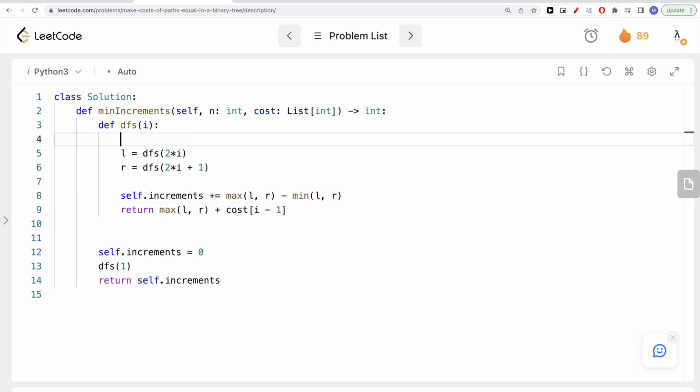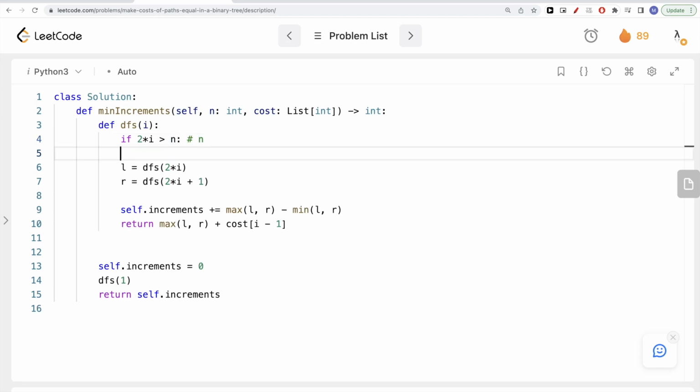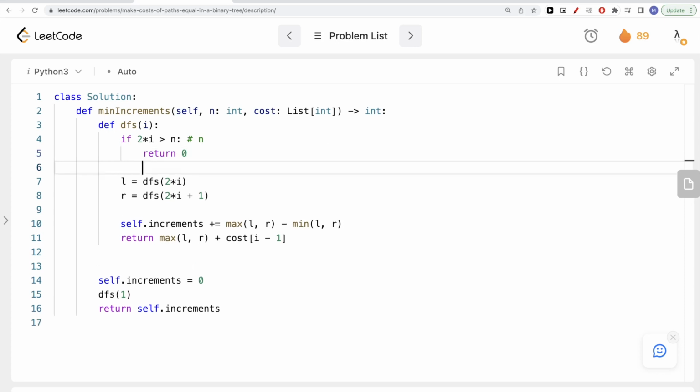Now we just need to add our base cases. When are we done? Well, we are done when we reach the leaf, when there are no more children, right? And so how do we know there are no more children? We know that the nodes are up to n. So if the left child, which is the smaller one, is bigger than n, that means this is a leaf node, and this is a child of a leaf node, so it doesn't exist, so we should stop and return 0. Okay, so that's the idea here. And so this should work.